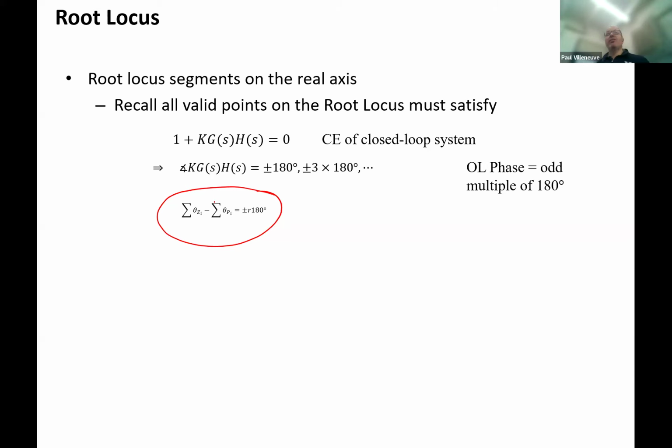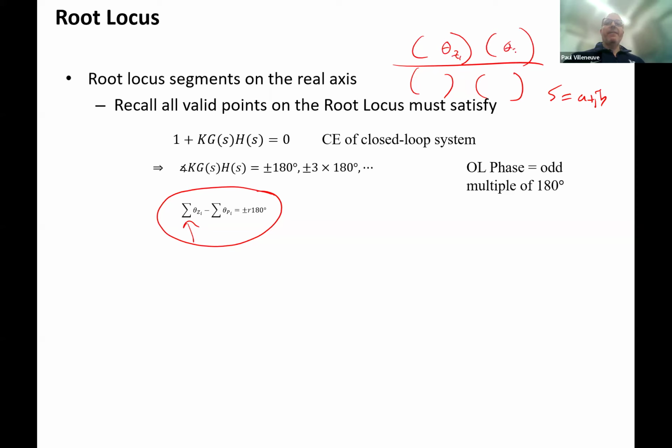Do you remember when we first introduced that? When I said, oh, there's a bunch of numbers here. And I showed you how to do the calculations when we plugged in a root at s equals a plus jb. And these became magnitudes and angles, right? And then we just showed you how to add and subtract, multiply, and divide. Can you see why I did that now? Because these are angles of the zeros up here, right? These are angles of the poles, right?